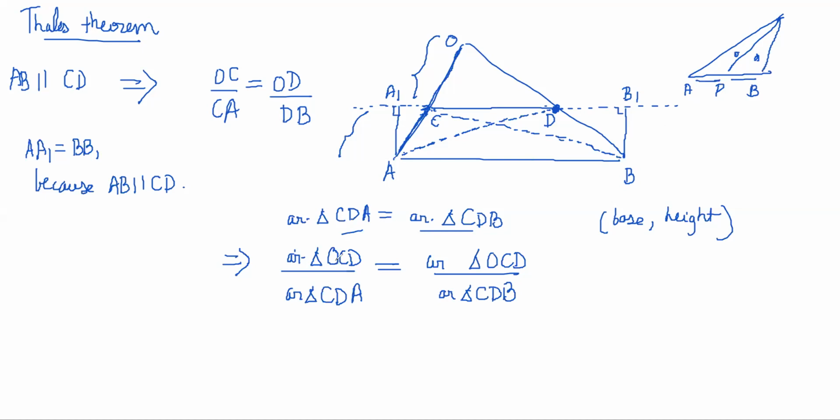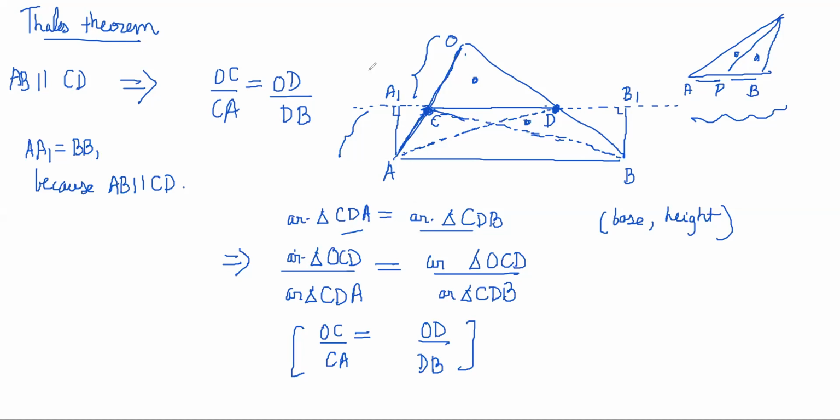So we get OC by CA is equal to OD by DB here, because again you look at this point and this area and this area, right? Correct. So we have proved Thales theorem using the previous property that we saw just now, using just areas. We have not done any similar triangles.